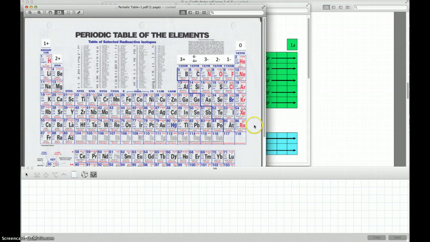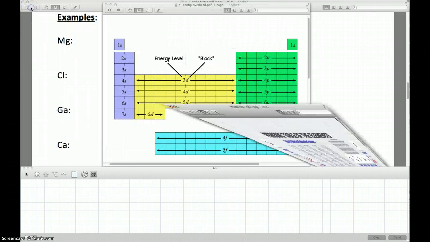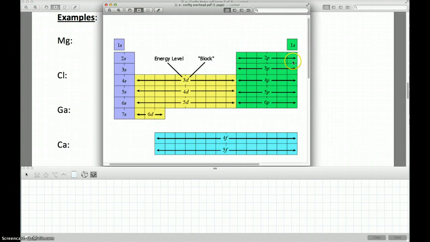I'm going to find gallium on my periodic table, and it's right here, kind of right in the corner where the D and the P block meet. So it's in the 1, 2, 3, 4th row down, and then all the way at the edge of the P block. So then I find that on my map, 1, 2, 3, 4, all the way to the left side of the P block. So it's right here. Ga is right there.